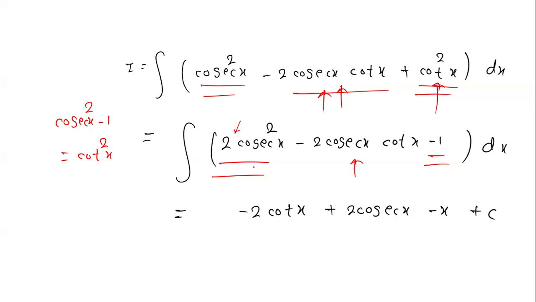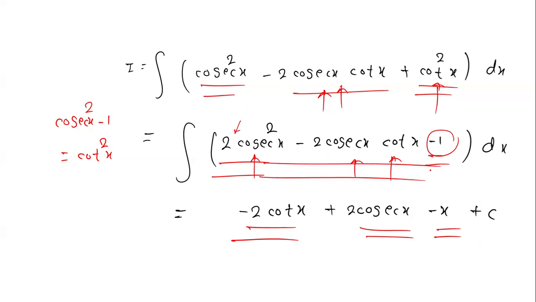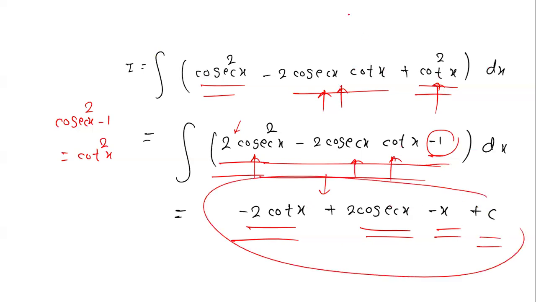Now we know the simple integral of cosec square x is minus cot x. The integral of cosec x cot x is minus cosec x. So minus minus will come like plus, and the integral of 1 is x. These all are standard integrals, so you can directly put the value of each integral here, and the final answer will come in this form. So in this way we can evaluate this integral.